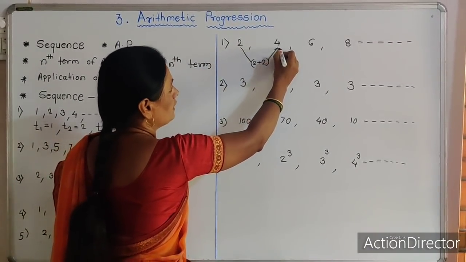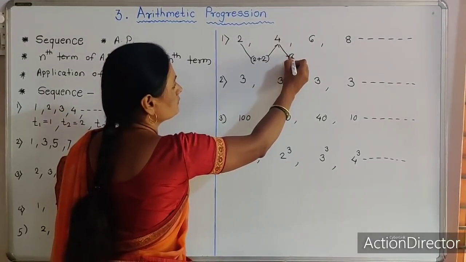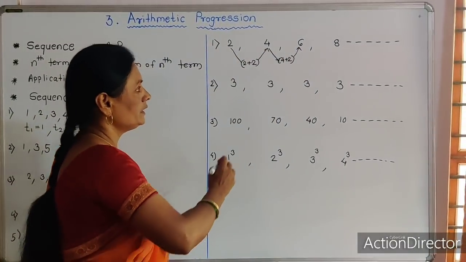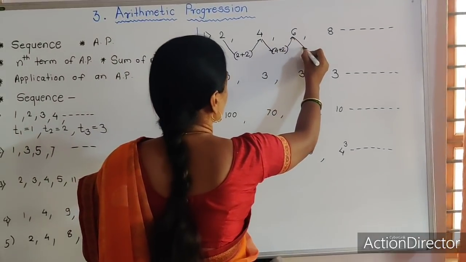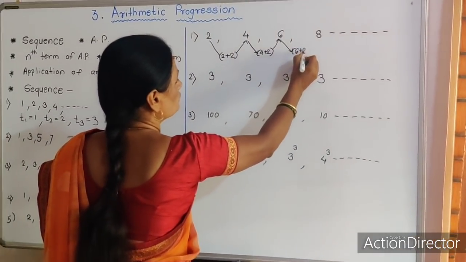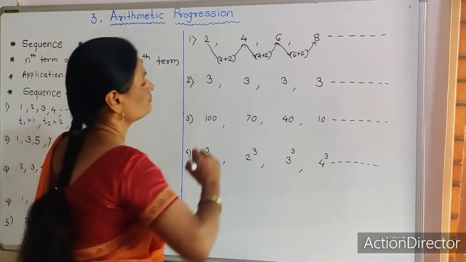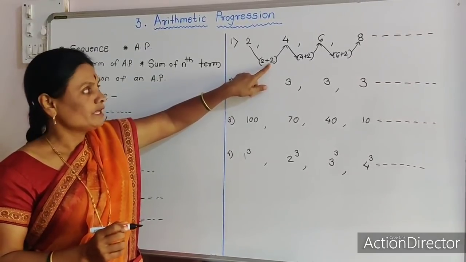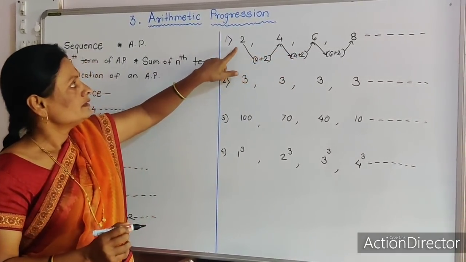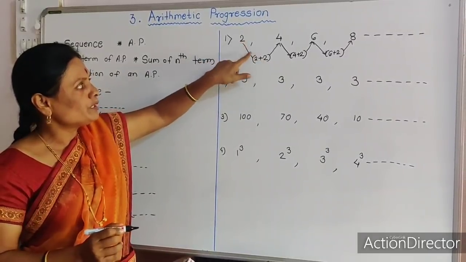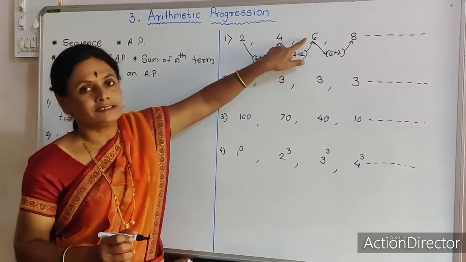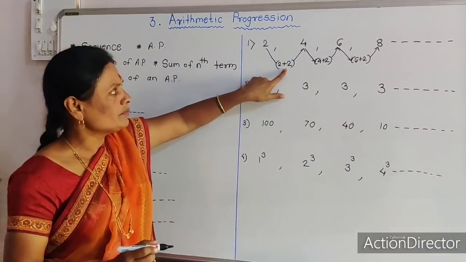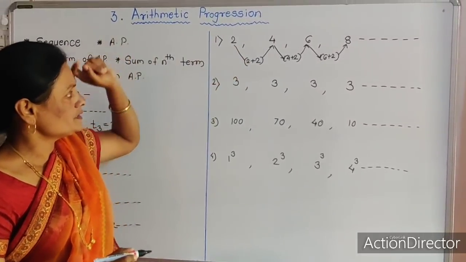Here also, in 4 we add 2, we get 6. In 6 plus 2 we get 8. To each previous number we add 2, then we get the next number. To 2 we add 2, 2 plus 2 is 4, 4 plus 2 is 6, 6 plus 2 is 8. In this way a particular number is added to the previous number.